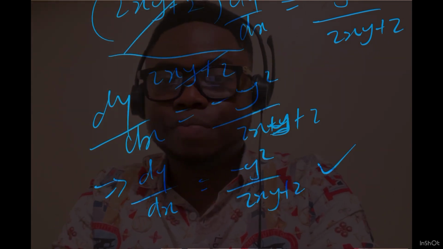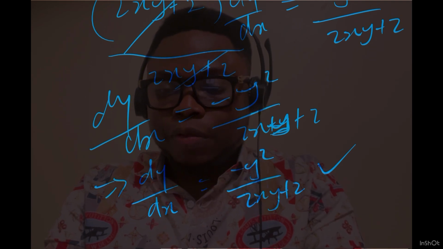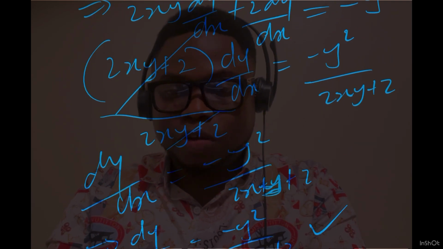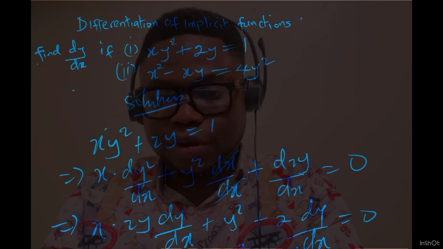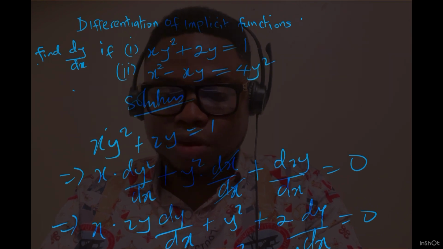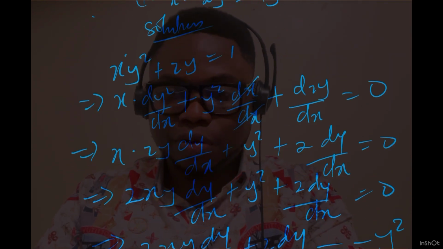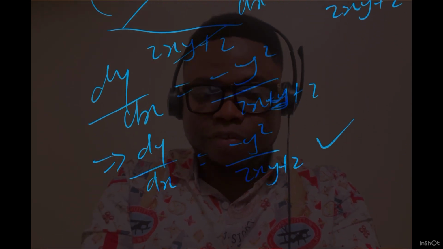Let's also apply implicit rule. So I'm going to do the same in the second question, which says, find dy over dx if x squared minus xy is equal to 4y squared. So I'm going to write x squared minus xy is equal to 4y squared. That is the second question.